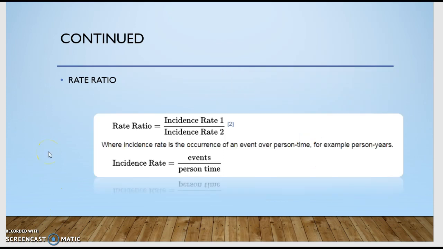The last formula I'm going to explain is our rate ratio, and we can see here just in previous slides that the rate ratio is the incident rate of the first event divided by the incident rate of the second event, where the incident rate is the occurrence of an event over person-time. For example, person-years, which we will also conclude in our assignment work later. Incident rate equals the events divided by person-time.